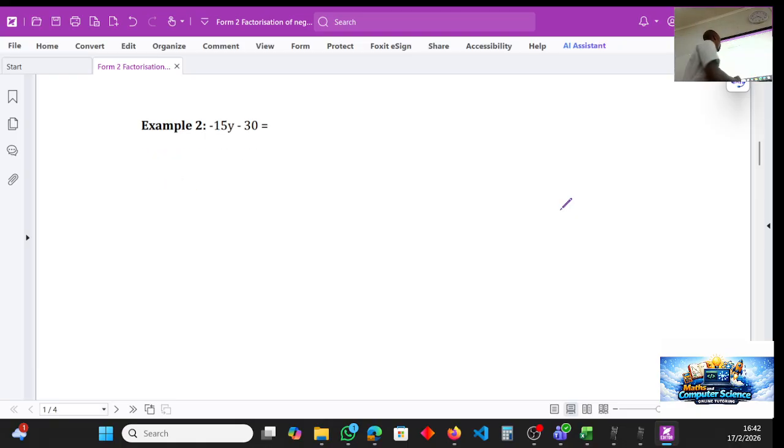Now on the second one, the same applies. I have negative 15y, negative 30, but I'm interested in factoring out the negative. So I'll look for the HCF of 15 and 30, which happens to be 15 itself. Then I open the bracket. If I divide minus 15y by negative 15, the result is positive y, because we agreed that when we divide negative by negative, the result is positive. The same applies on the second part, which is negative 30. If I divide it by negative 15, my result is positive 2.